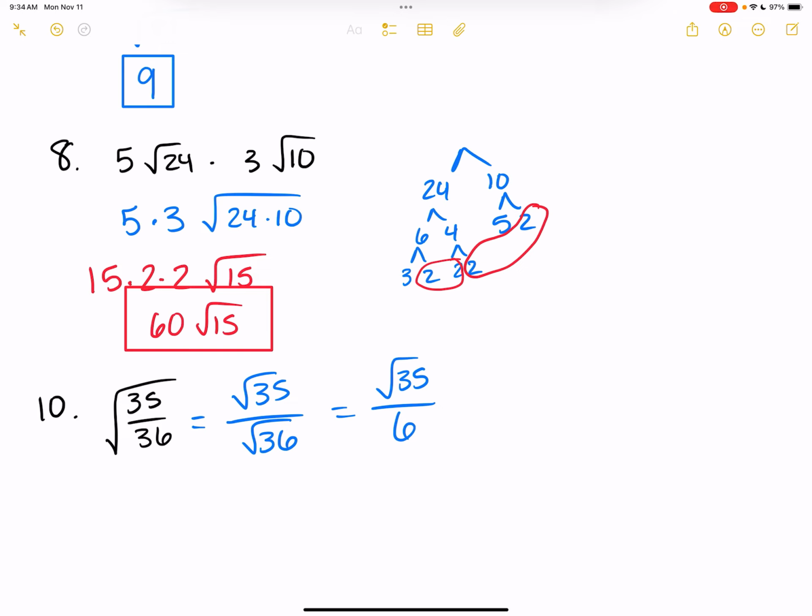5 and 7. Can those break down any farther? Nope. So I just leave it.